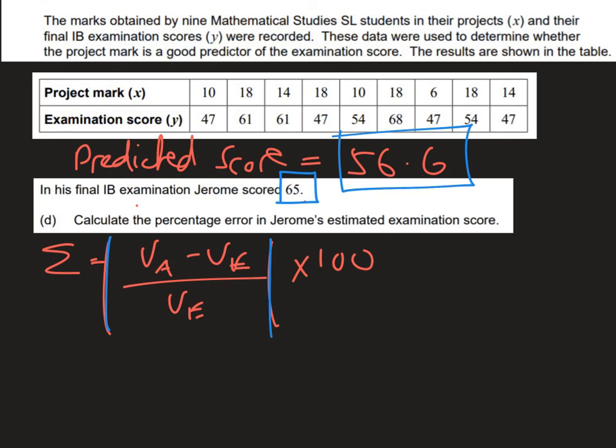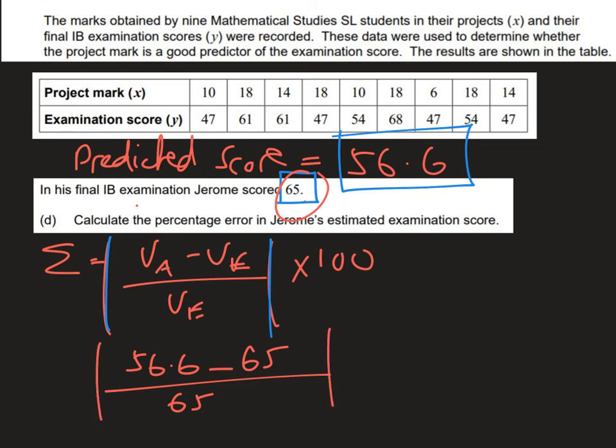Well, the approximate value is 56.6, minus the exact value, which is what he got, 65, divided by the exact value, which was 65. We're going to work that out, and the modulus sign essentially means that you just ignore the negative sign. You'll end up with a negative value, but just ignore the negative sign. Take that value, multiply by 100, and you will have your answer of 12.9%.